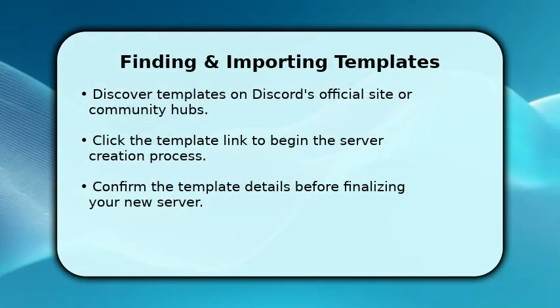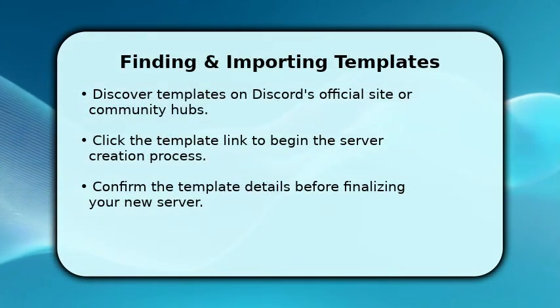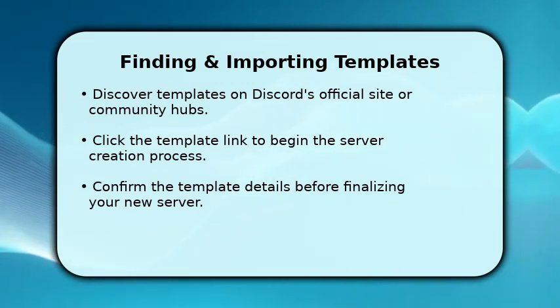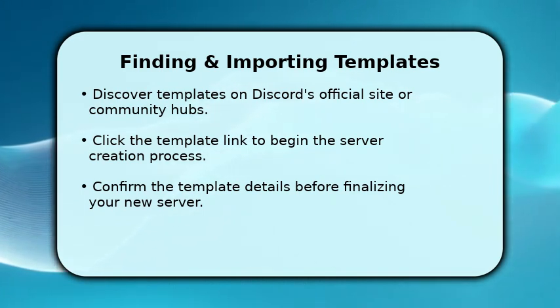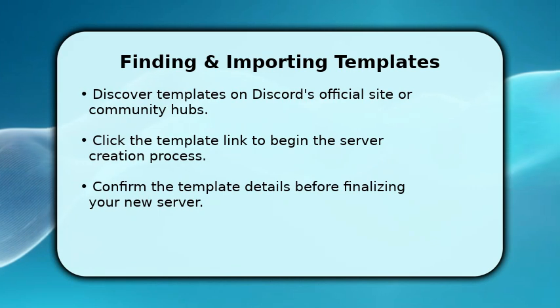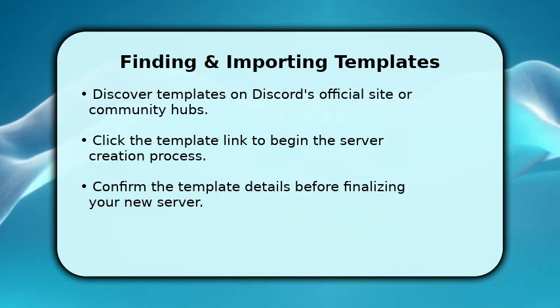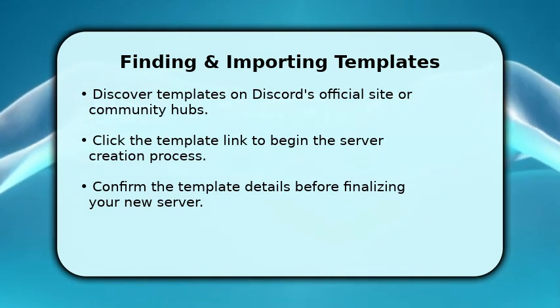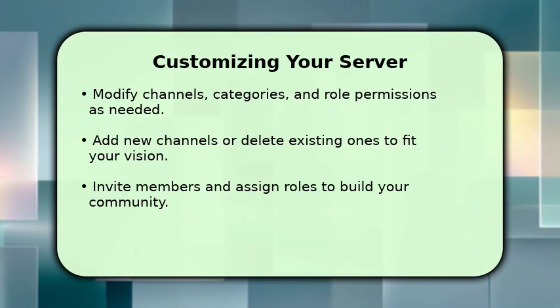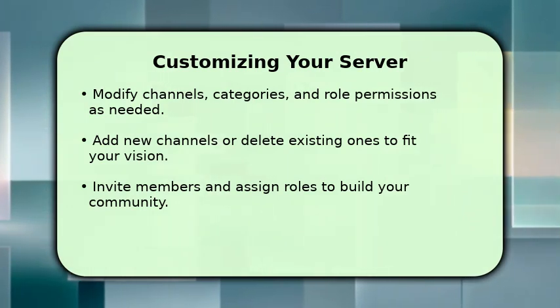To find a template, you can browse Discord's official template library or explore various community websites. Once you locate a template you like, simply click its unique invitation link. This will open Discord, prompting you to preview the template's structure. Review the channels and roles, then confirm to instantly create your new server based on that template. It's a straightforward process.